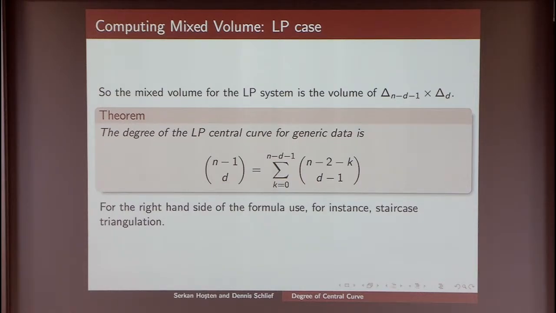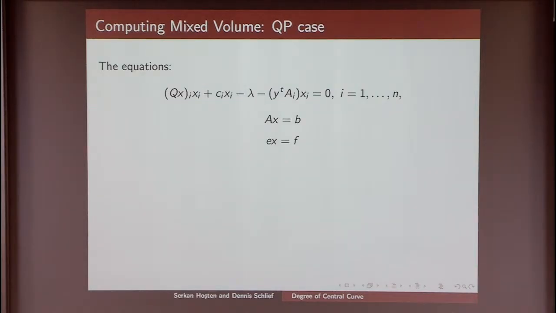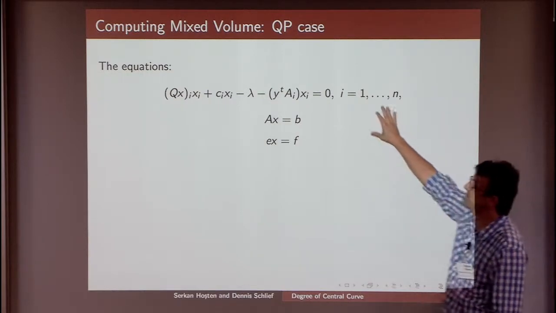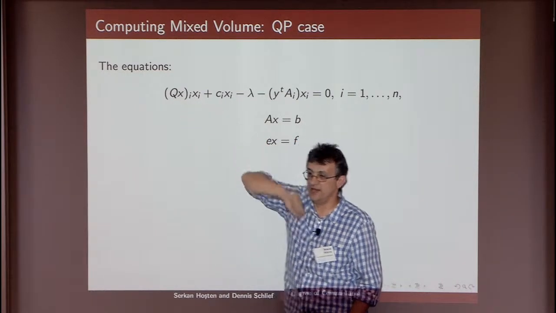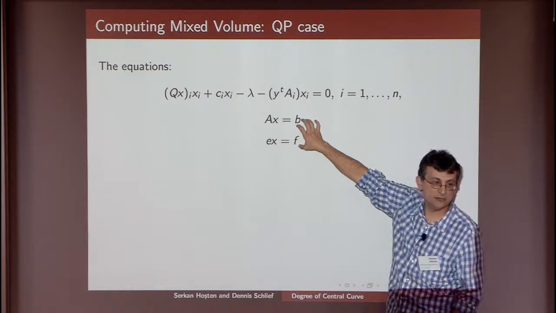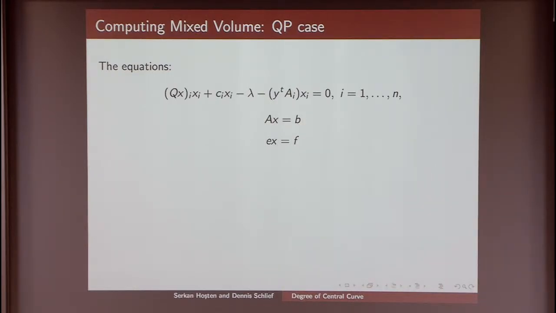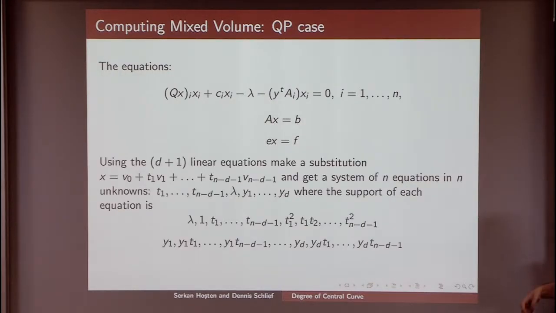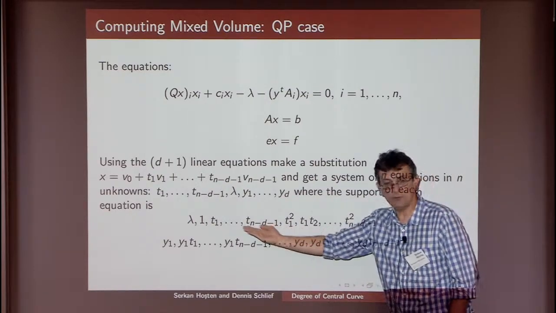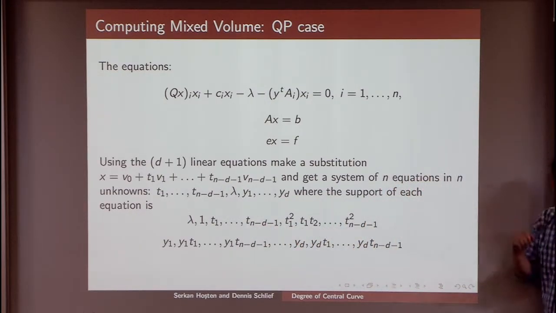So I'm going to do exactly the same thing for the quadratic programming. Same thing, just the quadratic part is included here now. I'll do the same substitution. I do that, and this time I'll have monomials in the support of the following kind.